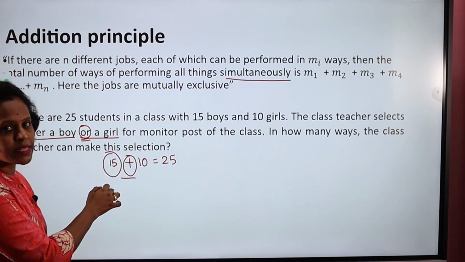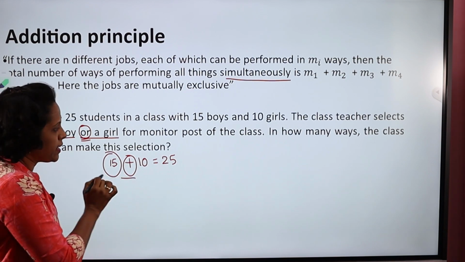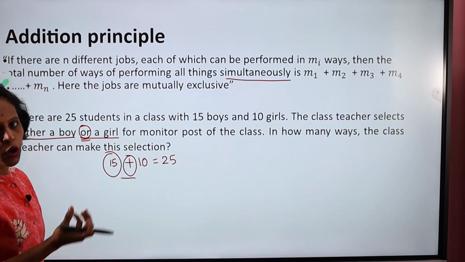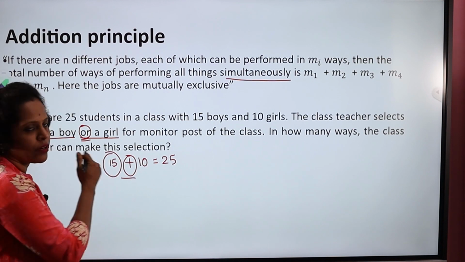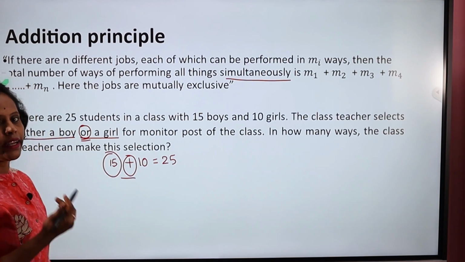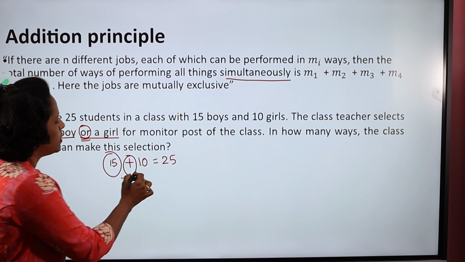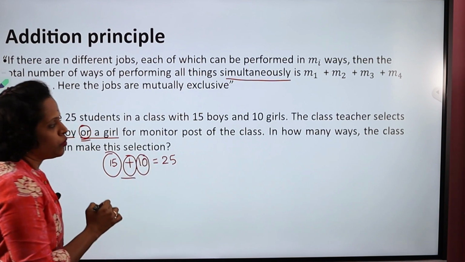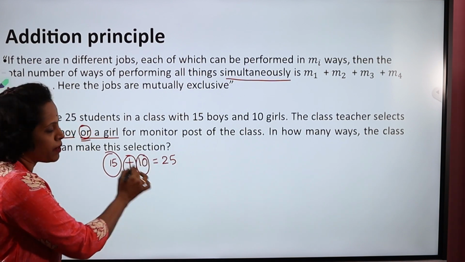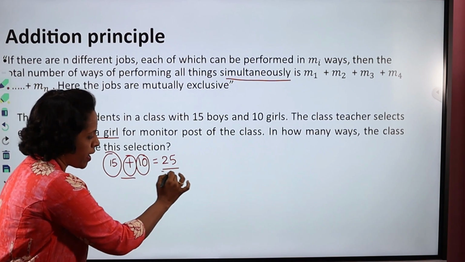The first one can be selected in m1 ways. That is, m1 is the event of selecting a boy from 15 boys. That is 15. M2 is an event of selecting one girl from 10 girls. So, this will be M2. What is the addition principle? M1 plus M2, which is 25.